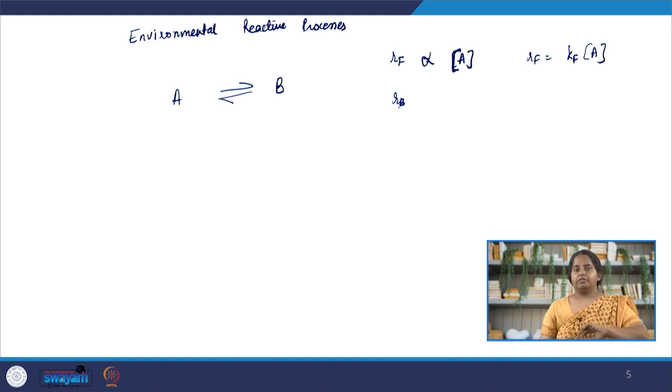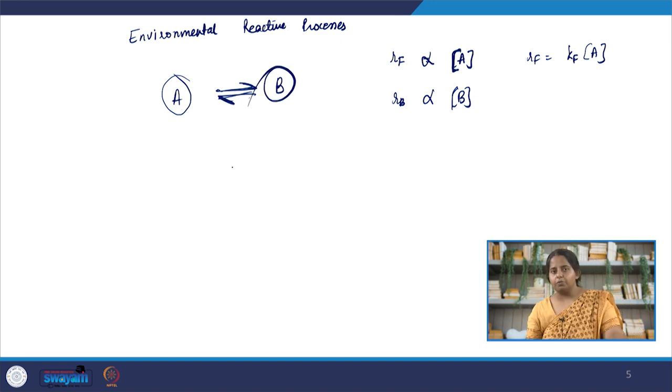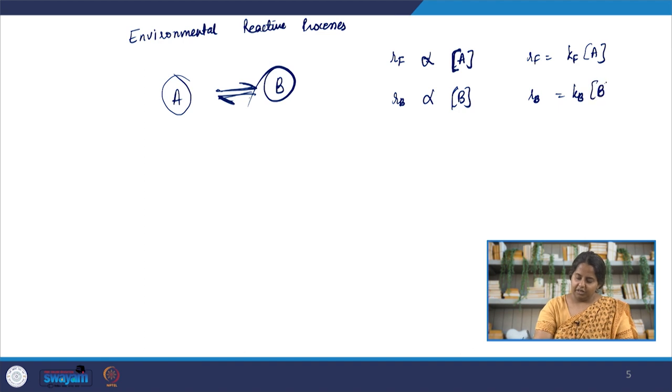Now let's look at the rate for the backward reaction. It's proportional to the concentration of B. Notice that when going from A to B, the rate at which A transforms into B is proportional to A. When going from B to A, the rate is proportional to B. So it's always proportional to the concentration, the molarity, of your reactant. So Rb is equal to Kb, the backward reaction rate constant, times the molarity of B.